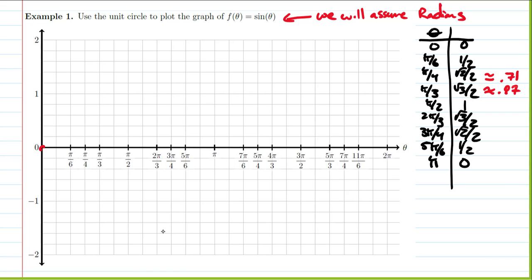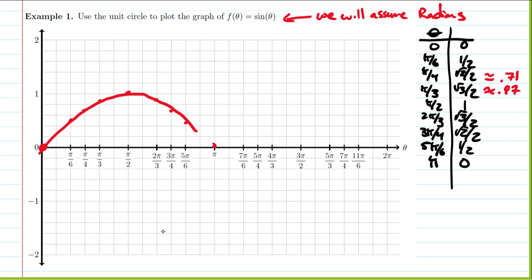All right, so we have 0 and 0. At pi over 6, we're going to jump up to 1/2. And then at pi over 4, we're at 0.71, about there. And at pi over 3, root 3 over 2, we're at 0.87. That's going to be here. And then at pi over 2, we get up to 1. And then we do the same thing on our way back down to 0.